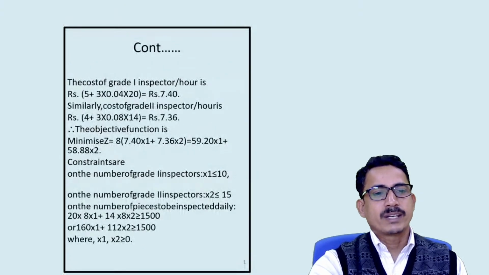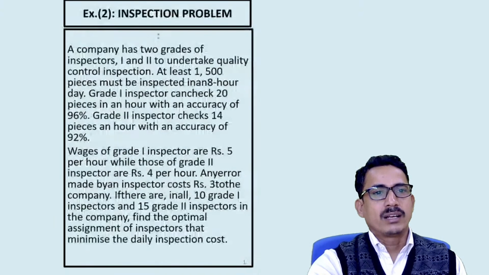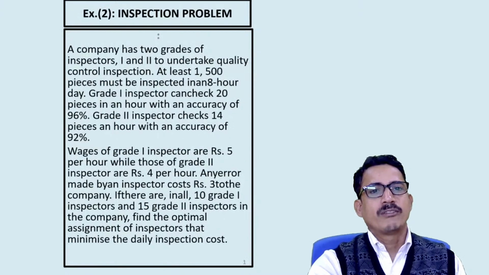Similarly, the number of grade 2 inspectors available is 15. Available means what? Maximum. You cannot go beyond this. So x2 less than equal to 15. So there is some other constraint we have. The number of pieces to be inspected daily, because the grade 1 inspector regularly checks 20 units, grade 2 inspector regularly checks 14 units. But at least how much do they have to check? At least 1500 pieces must be inspected in 8 hours. So both will inspect, but at least they have to inspect 1500 pieces. They can check more than that, but they should not check less than 1500.